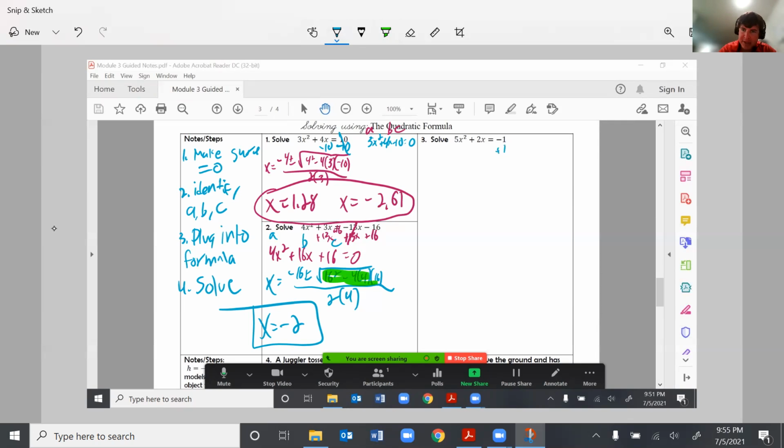Last one, add 1 on both sides, set it equal to 0. 5x squared plus 2x plus 1 equals 0. This is probably a no solution, I'm assuming, just because we have a 2 and a 1 already. So a, b, c. x is equal to negative b plus or minus the square root of b squared minus 4ac all over 2a. Doing the calculator, 2 squared is 4 minus 20. That's what's happening in here. Is negative 16. I can't take the square root of a negative, so that answer is just no solution.